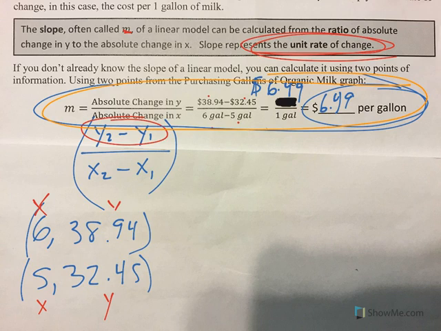So remember that slope represents the rate of change, how quickly your graph goes up, or it could also go down.